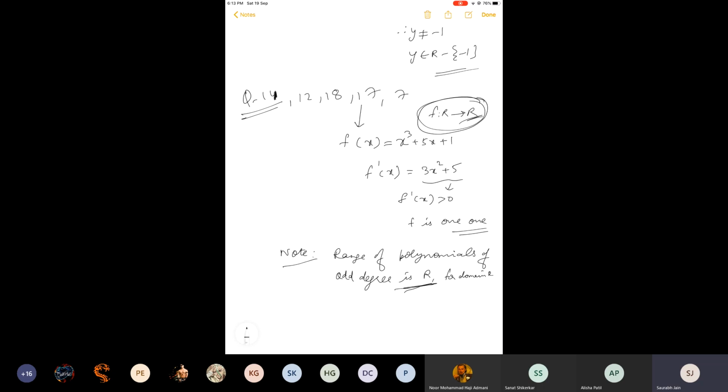And for now, you can simply do one thing. Just consider this term x cube. So I'm giving you the reason why the range is R. You could have directly used it. I told you to use this as a standard result, direct result.